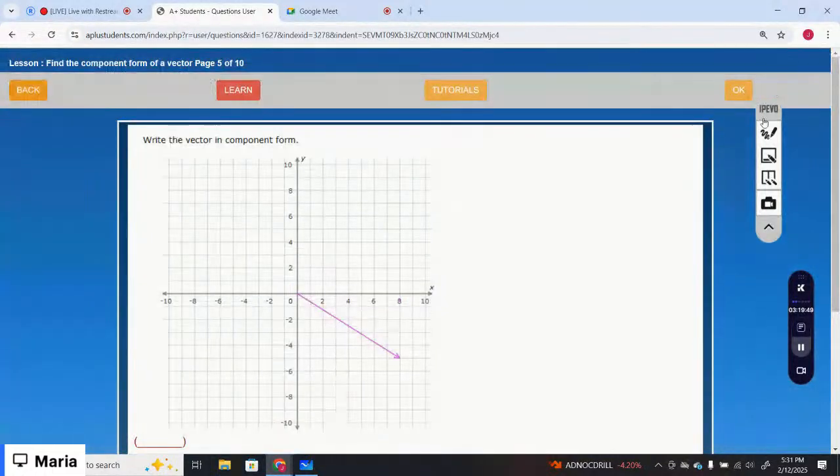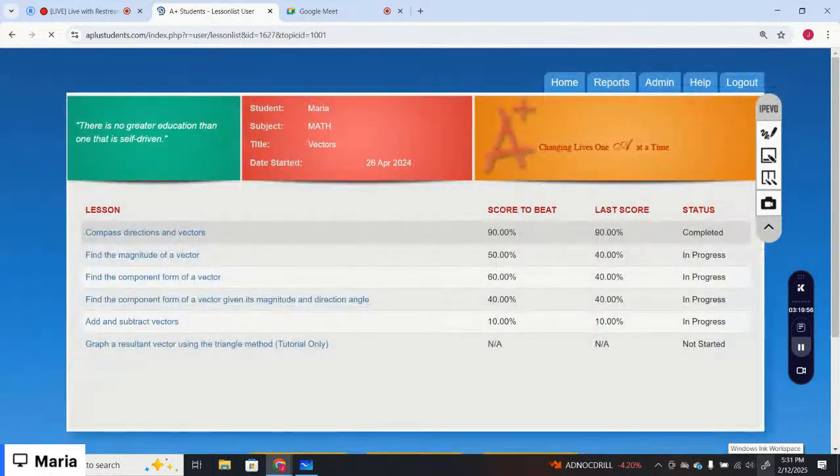Okay, you can complete the lesson by yourself later today. Let me move on to the next lesson. The next lesson is find the component form of a vector given its magnitude and direction angles.